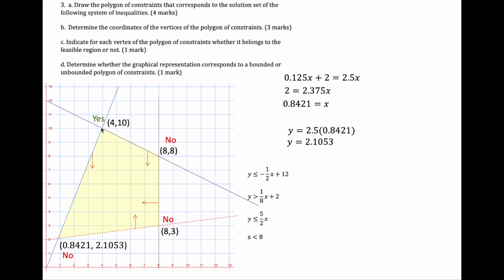The 4, 10 is. D, determine whether the graphical representation corresponds to a bounded or unbounded polygon of constraints. This is bounded. The yellow isn't running away. And even if this line wasn't here, it would still be bounded because eventually this line would meet that line and the yellow would stop here. This is a bounded polygon of constraints. It's all held together. Think of this as a fence. The yellow can't get free.